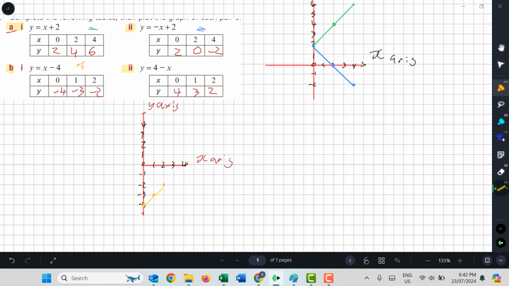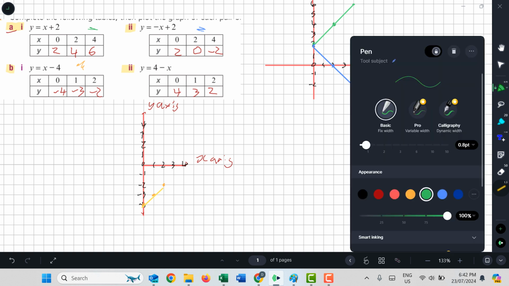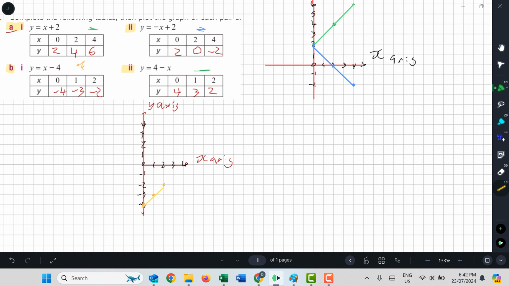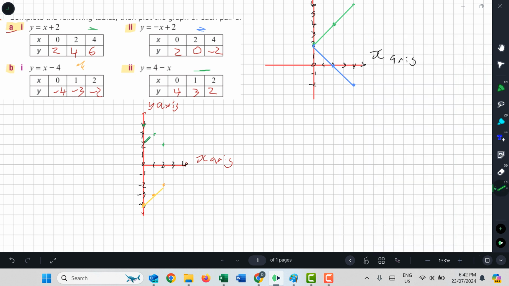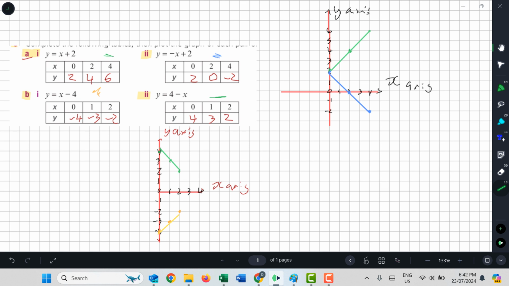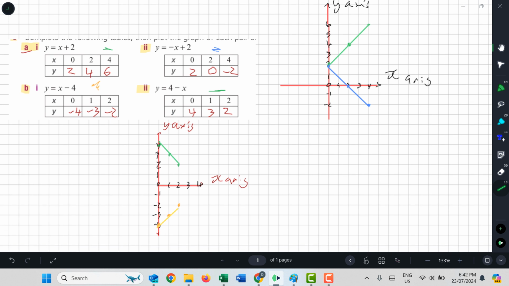Next color, let's go green. This one's going to be green. 0, 4, 1, 3, 2, 2. And make it green. And there we go. That's what that one's supposed to look like. So as you can see, 2 different lines on the same axis.